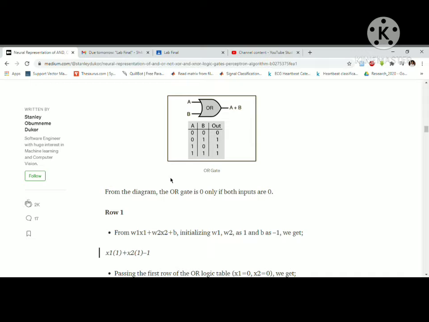Here is the input for the OR gate and the corresponding output for the gate. For 0, 0 input, the output will be 0, and for the rest of the inputs, the output will be 1.